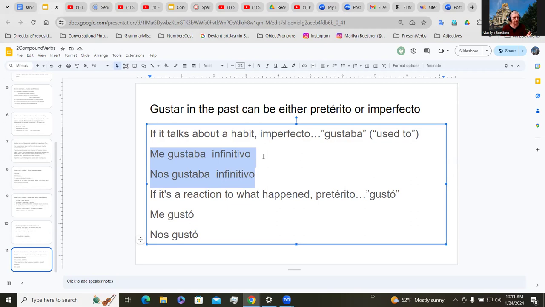Excelente. ¿Hay otro ejemplo? Marco, sí. Me gustaba jugar golf antes de que me duelen las rodillas. Ah, sí. Eso sí. Excelente. Bueno, Diana. Me gustaba caminar con mis amigas a la escuela. Sí. Cuando eras joven, niña. Sí. Me gustaba patinar en hielo. I used to like to ice skate. Me gustaba patinar cuando era niña.